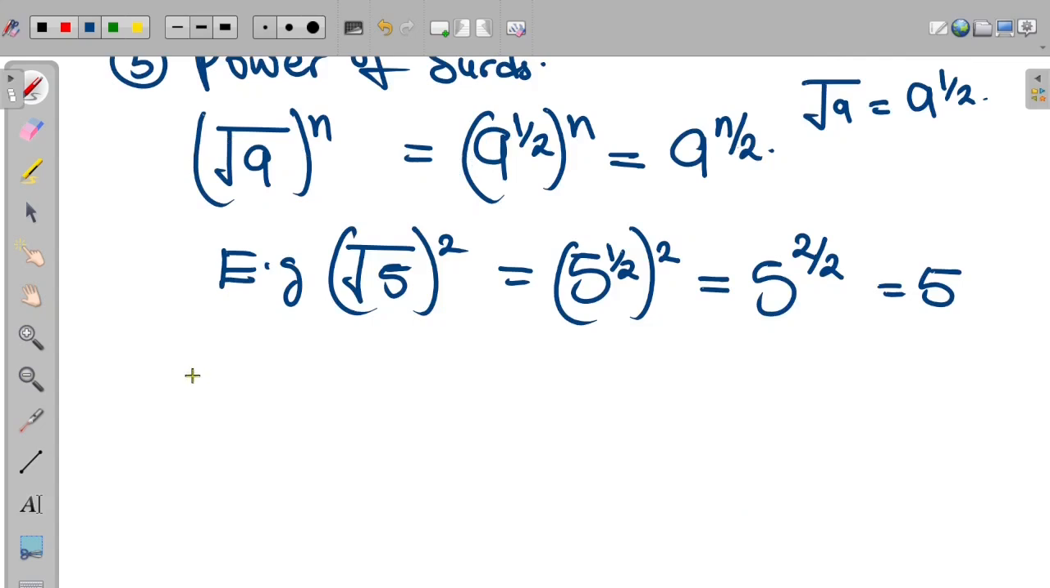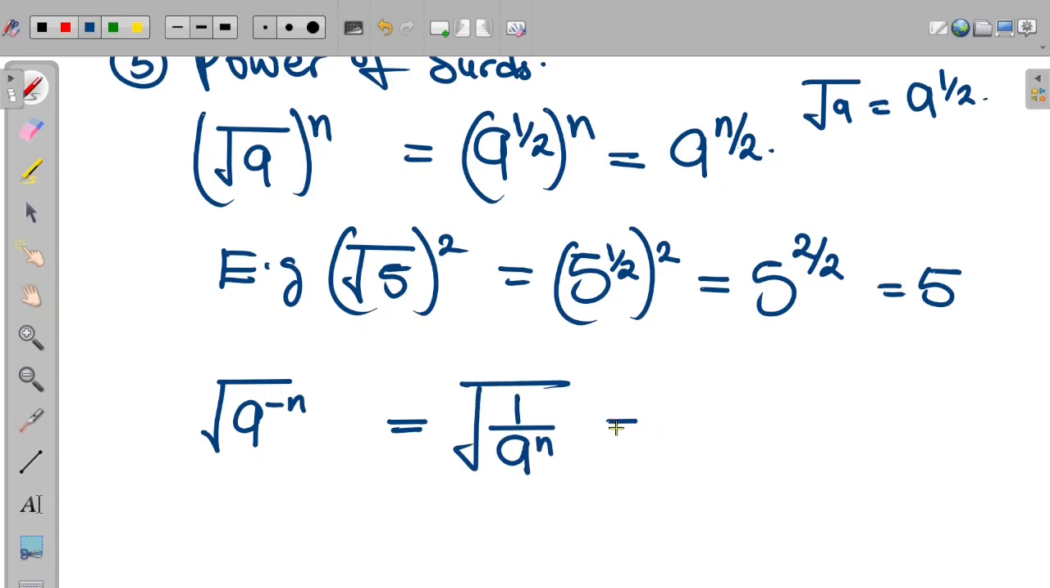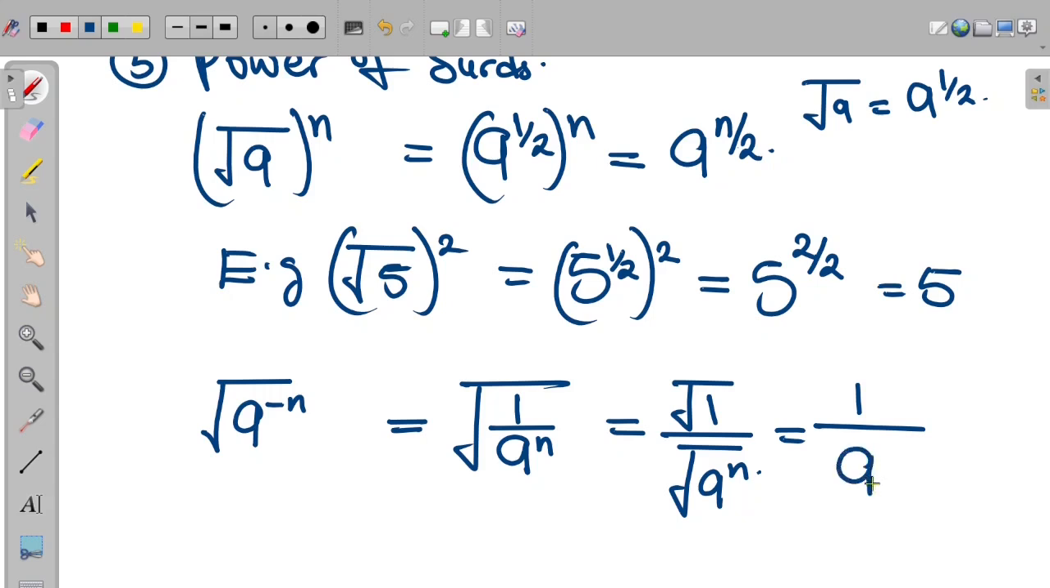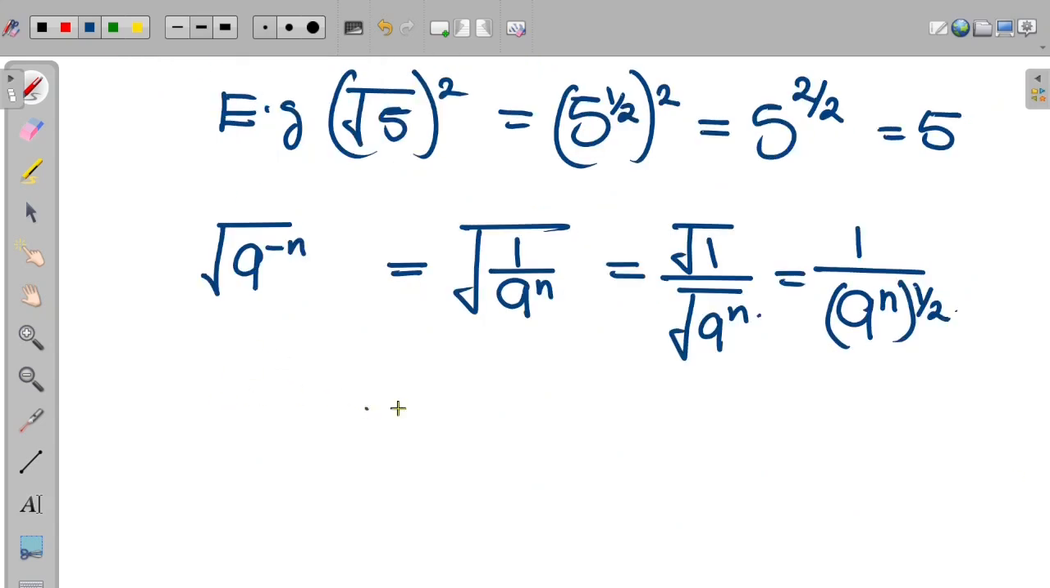Now, if we also have a negative index, so for example, if we have root of a to the power of negative n, this can be expressed as root of 1 divided by a to the power of n, and this is written as root 1 divided by root a to the power of n. So at this point, this becomes 1 divided by a to the power of n, all to the power of 1 divided by 2. So therefore, this is equal to 1 divided by a to the power of n divided by 2.